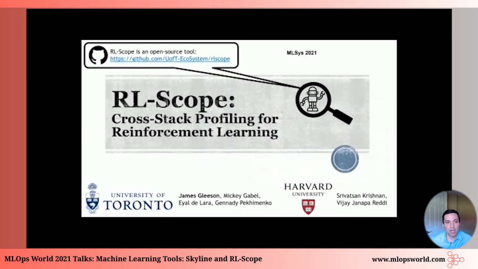Okay, so Skyline is a very powerful tool for supervised learning that a lot of people are using right now. But there is an emerging class of new models coming from a different domain of reinforcement learning or unsupervised learning in general. And for that, the existing tools, both the one we built and the one that NVIDIA provides, are not sufficient. I'll show you why in the next 10 minutes. And with that goal, in collaboration with our colleagues at Harvard, we built a tool called ArrowScope, also open source at the link provided, that is a cross-stack profiling tool for reinforcement learning.